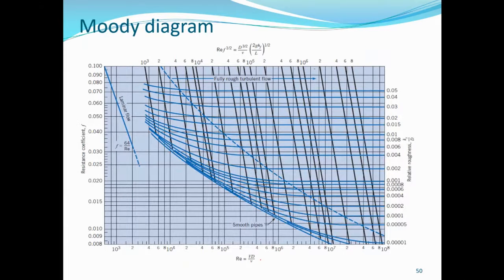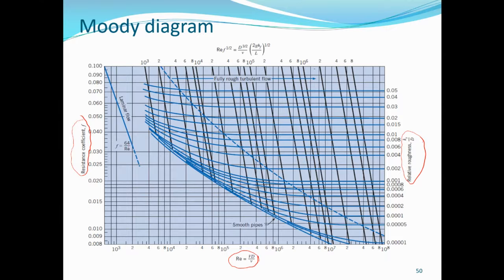Now Moody presented a chart for commercial pipes using the Colebrook-White equation, and this is the commercial chart. Here is a chart in which you have 3 axes: this is the Reynolds number, and this is the relative roughness on this axis. And then on the other side, you have the resistance coefficient, or the friction factor. The blue lines correspond to the relative roughness for a given Reynolds number.